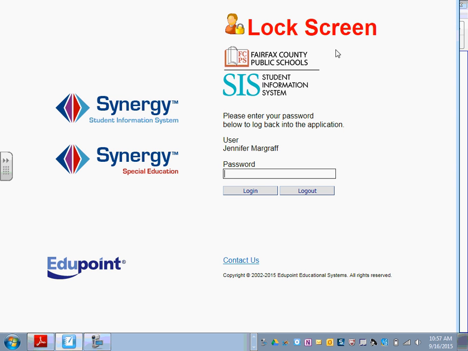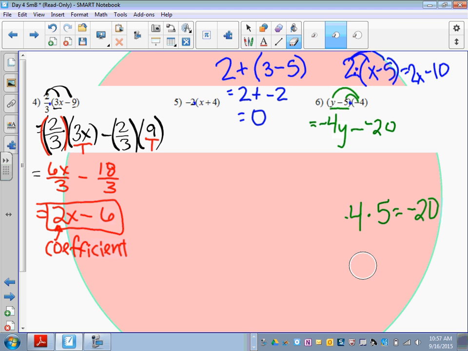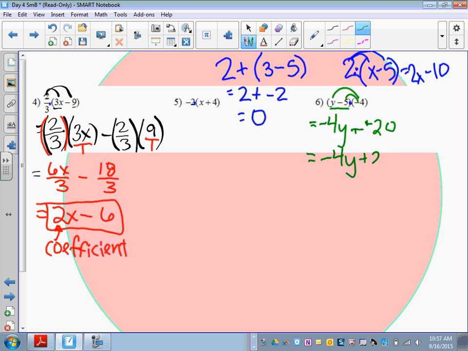What is 4 times 5? Good, 20. So if I have a negative, and if I only have one negative, negative times a positive is a negative. So my answer is negative 20. Right, so minus a negative 20. But remember, minus a negative turns into a plus a positive. So this is just negative 4y plus 20.